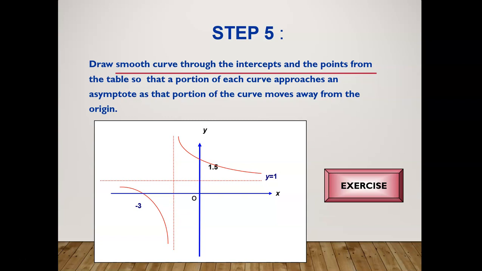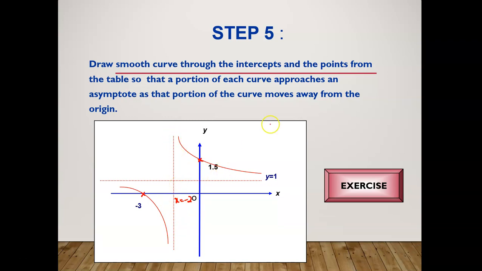Okay, this is the example. Draw the smooth curve through the intercepts and the points from the table so that the portion of each curve approaches an asymptote, so that the portion of the curve moves away from the origin. Okay, this is the x-intercept and y-intercept. So this is now x equals -2, the vertical asymptote.